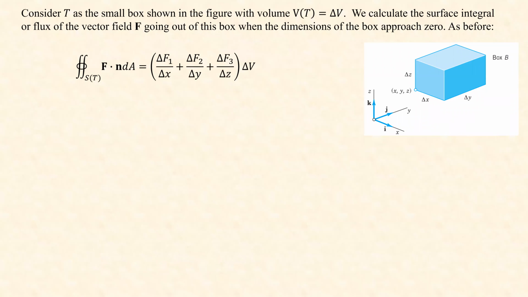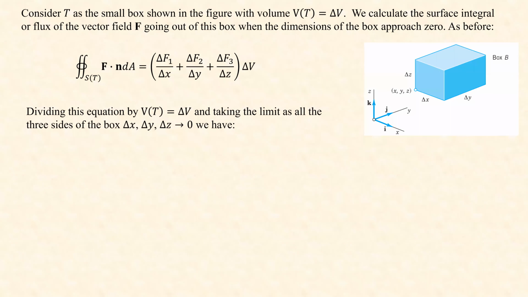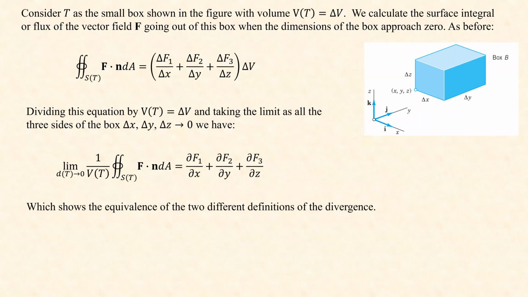So let's get rid of the rest of them. Now we have this. And then if we divide this equation by the volume of the region, the box, whose volume is delta V, we get this. If we divide and then let delta X, delta Y, delta Z go to 0 and take the limit, we get the limit of 1 over V of the surface integral of F dot n dA over this surface, as the dimensions of the box go to 0, equal to the other side when delta X, delta Y, delta Z go to 0. And you see that these are partial derivatives of the X component, Y component, Z component. So we have that. This shows the equivalence of the two definitions of divergence.